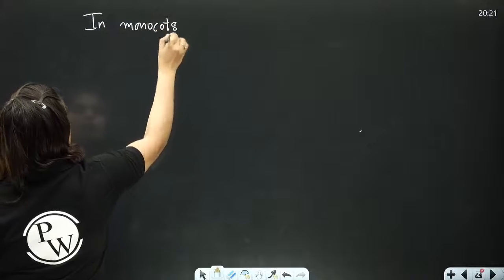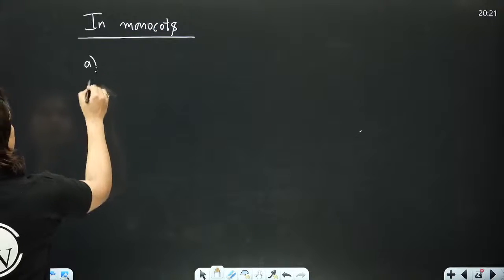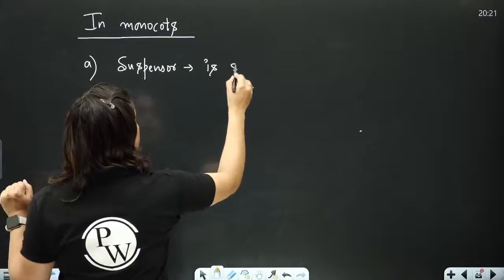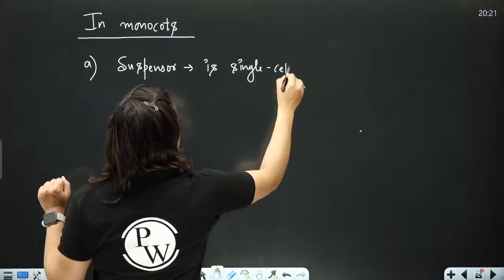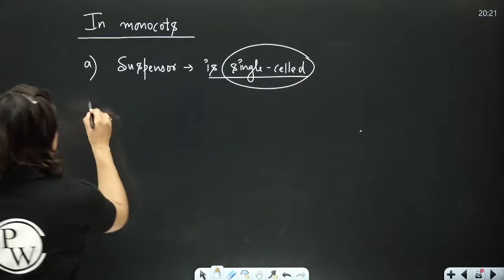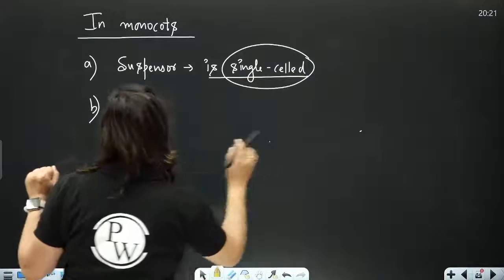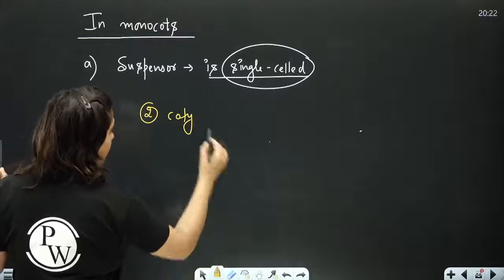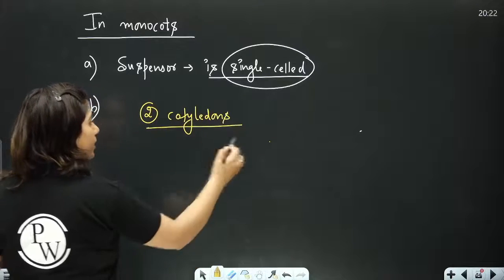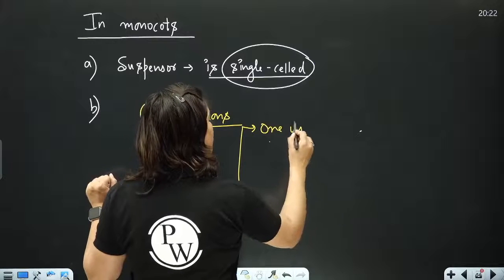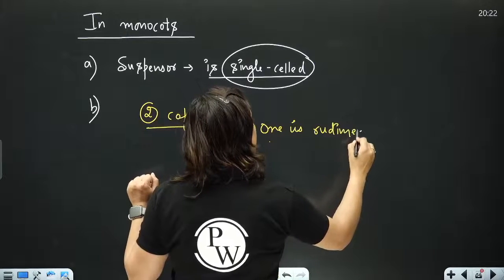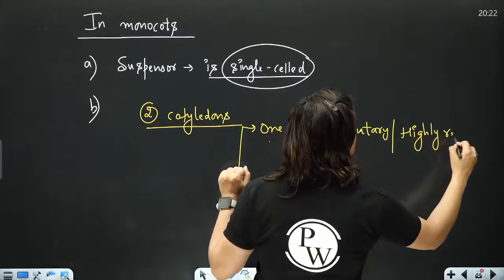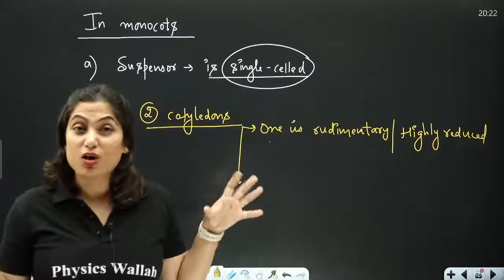In monocots, the embryo development is similar to that of dicots, but what is the difference? First difference is that in monocots, the suspensor is single-celled. Over there, the suspensor was 6 to 8 celled, but here the suspensor is single-celled. And the next difference is that there are two cotyledons here also, but one is rudimentary. What is the meaning of rudimentary? Highly reduced. The second cotyledon is so much reduced that we do not even count it.